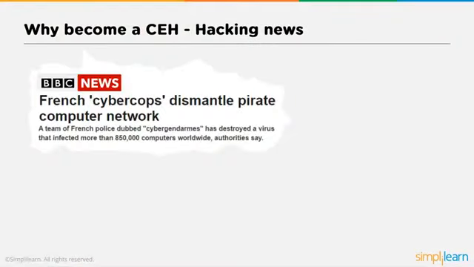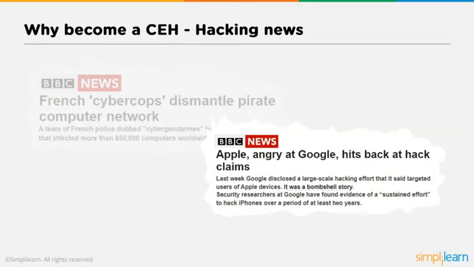If you look at the news, in BBC News, there was something reported from French police that there was a virus that infected more than 850,000 computers worldwide. On similar lines, if you remember ransomware, and if you look at WannaCry that happened in 2017, it also cost the world $4 billion in losses during just one small month of its infection. Then Google disclosed that a large-scale hacking effort was targeted at Apple devices. It has been reported that there was a sustained effort to hack iPhones over a period of at least 2 years, which means that there's a specific target towards Apple consumers, and they are at a higher risk of getting hacked than others.